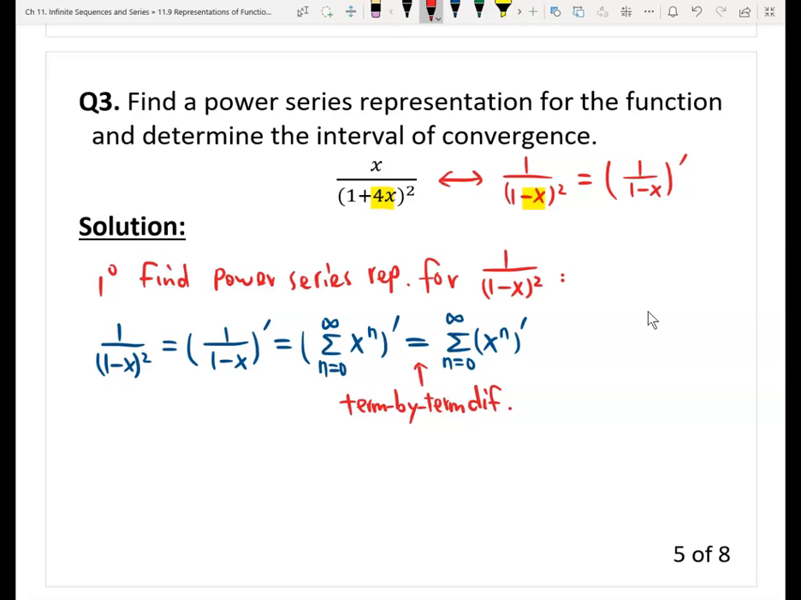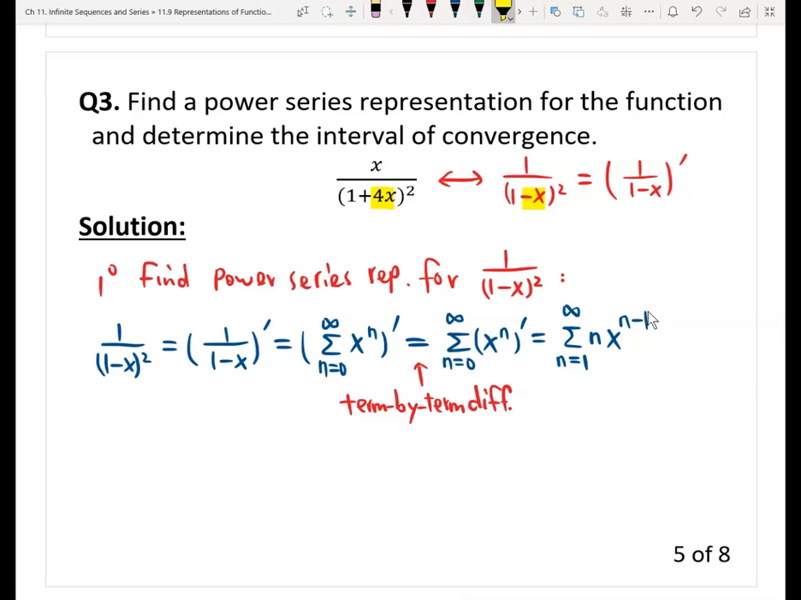Differentiation. Okay. And now we can find the results. So we take a derivative, it goes to n, and the power goes down by one. That's normal. However, there's a little bit of difference here. Okay, so n starts from 1 to infinity.